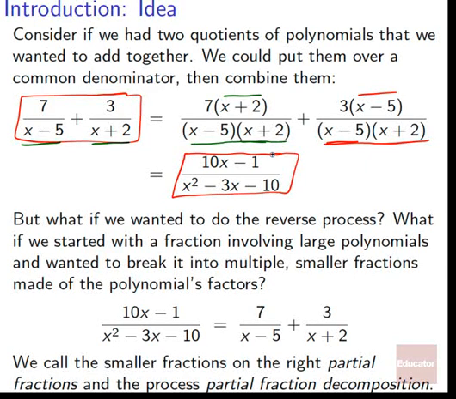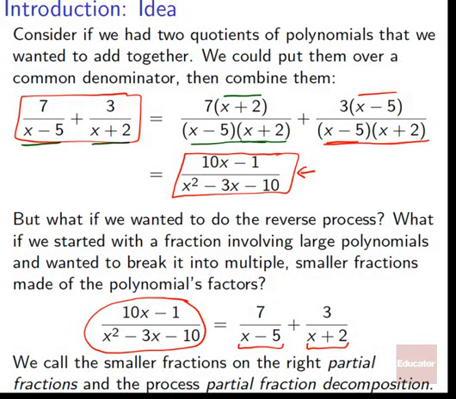What if we started with a fraction involving large polynomials and we wanted to break it into smaller fractions made of the polynomial's factors? If we want to do this process in reverse, if we started at 10x minus 1 over x squared minus 3x minus 10, and we somehow wanted to be able to get that into 7 over x minus 5 and 3 over x plus 2, what process could we go through?